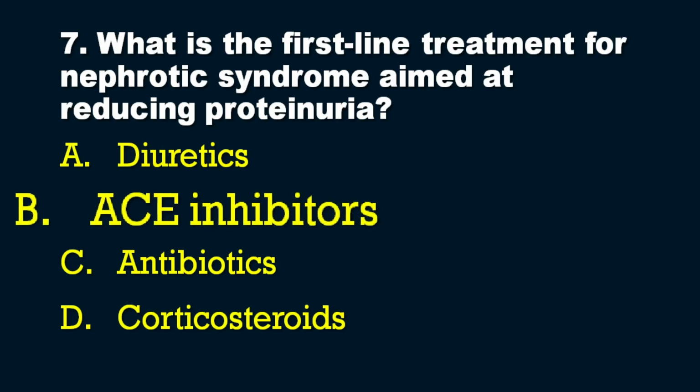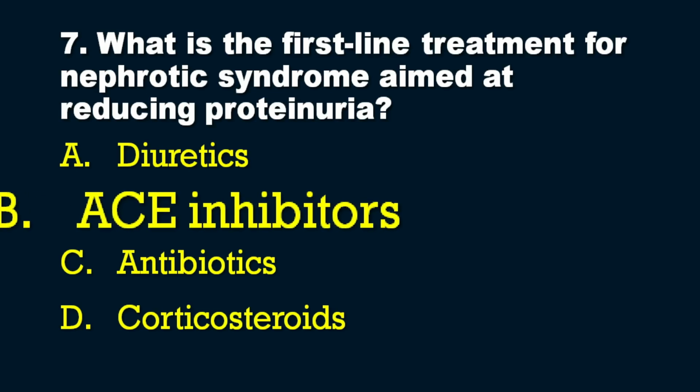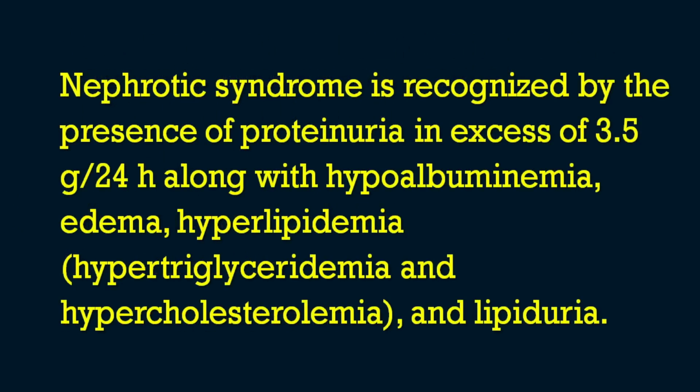So the answer is option number B, that is the ACE inhibitors. Okay, ACE inhibitors. So you know that nephrotic syndrome is recognized by the presence of proteinuria in excess of 3.5 gram per 24 hours, along with hypoalbuminemia, then edema, hyperlipidemia, and lipiduria. So these are the features we can see in nephrotic syndrome.